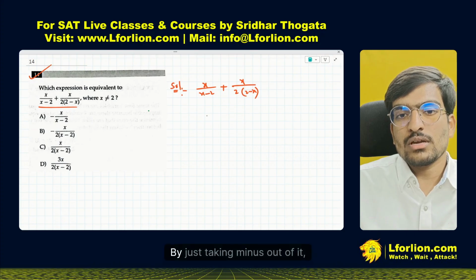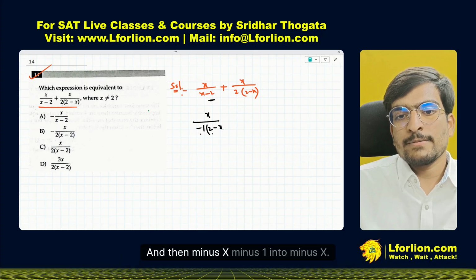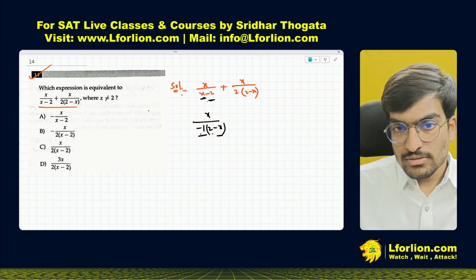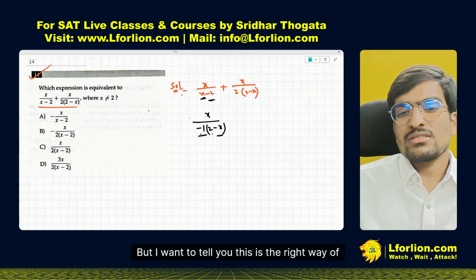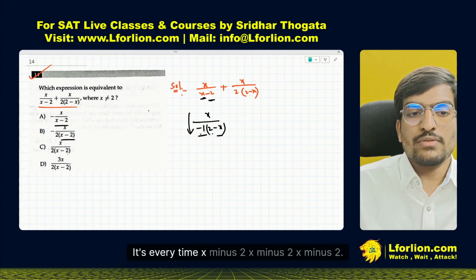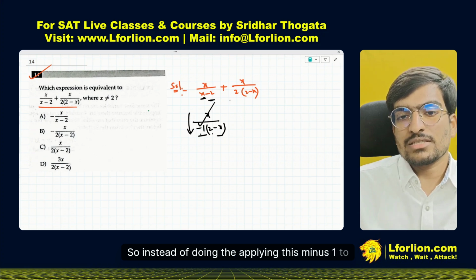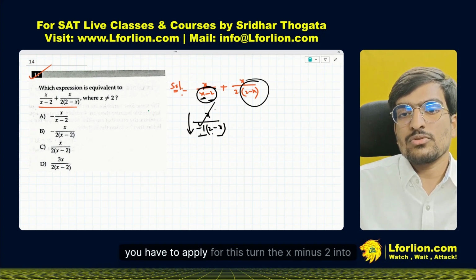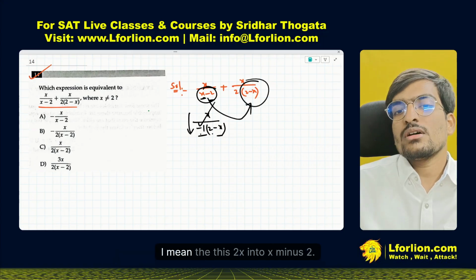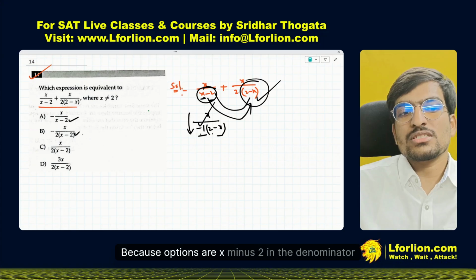In what way? By just taking minus 1 out of it, so it's going to be 2. Minus 1 into 2 is minus 2, and then minus x. Minus 1 into minus x is positive x. But I want to tell you this is the right way of doing it, but whenever you're doing this, you need to see the options. In the denominator, it's every time x minus 2, x minus 2, x minus 2. So instead of applying this negative one to the first term, you have to apply it to this 2 minus x to turn it into x minus 2, because the options have x minus 2 in the denominator.